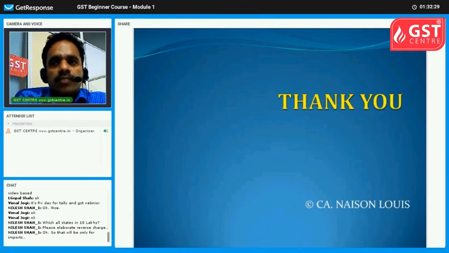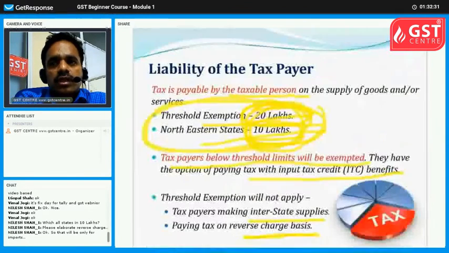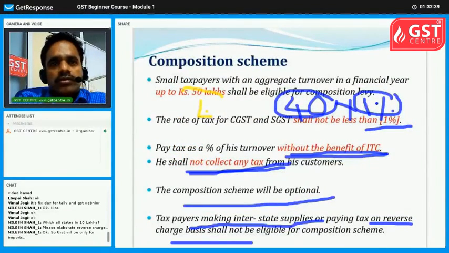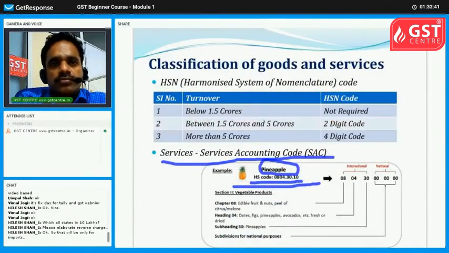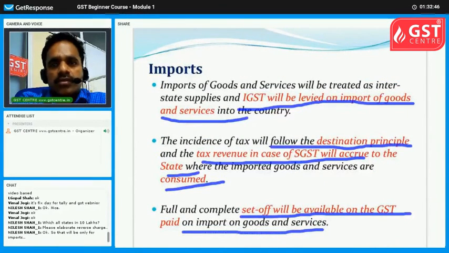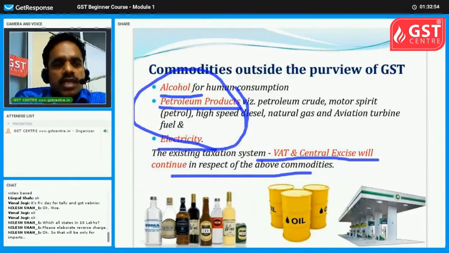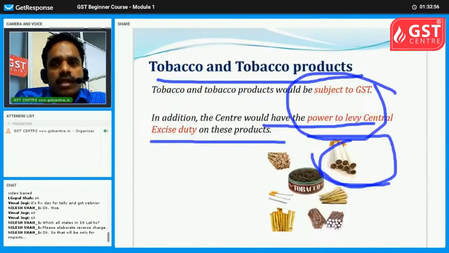So that is the end of another big PPT. In this we have explained the liability of the taxpayer, how to calculate aggregate turnover, what is the composition scheme, how we are classifying goods or services using HSN and service accounting code, what is the status of imports and exports, and what are the commodities outside the purview of GST, and tobacco and tobacco products.